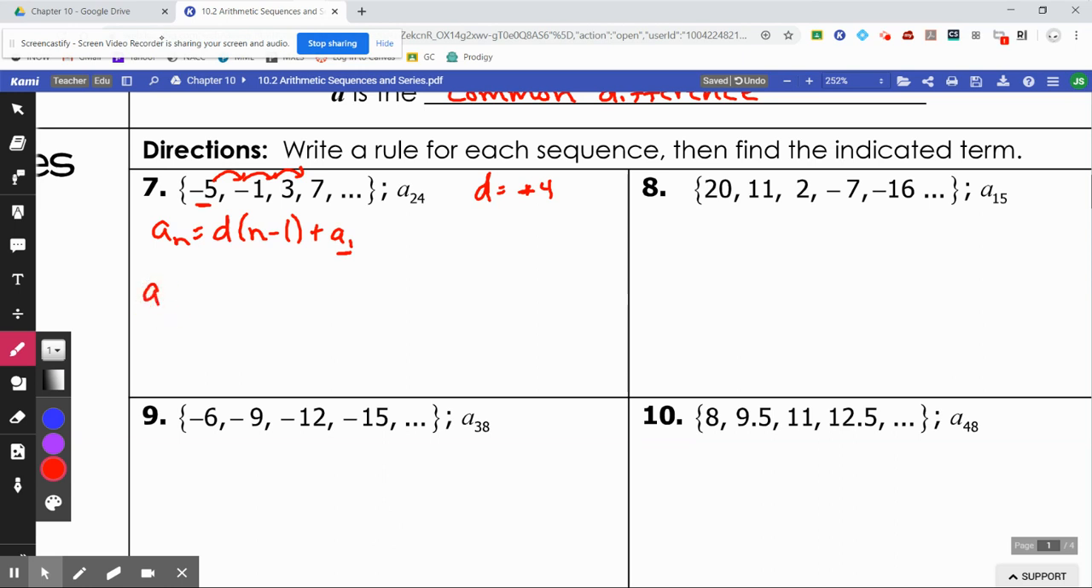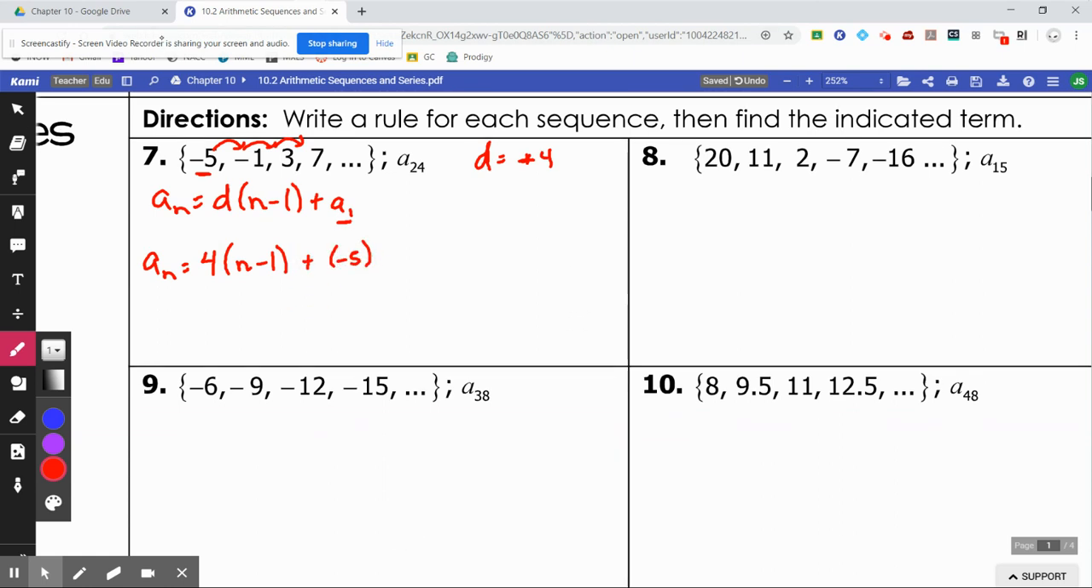So their formula would be a sub n is equal to the common difference times n minus 1 plus the first term, which is -5. Clean it up. That's going to be 4n minus 4 plus a -5. I'm just going to put minus 5. It looks better. So a sub n is equal to 4n minus 9.